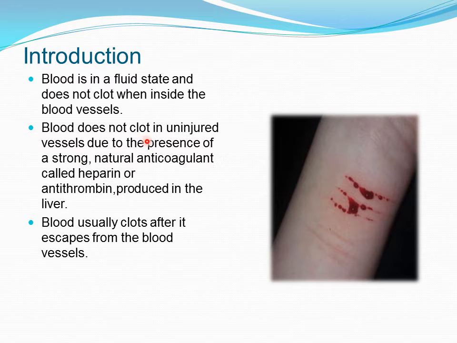Now the blood does not clot in the uninjured vessels due to the presence of a strong natural anticoagulant. So what is an anticoagulant? It is a chemical like heparin or antithrombin, which is generally produced in the liver, which helps in preventing the clotting of the blood. So it is acting as an anticoagulant. The blood is never clotting within the blood vessels because this is an active element which is produced from the liver. Now, blood usually clots after it escapes from the blood vessels.